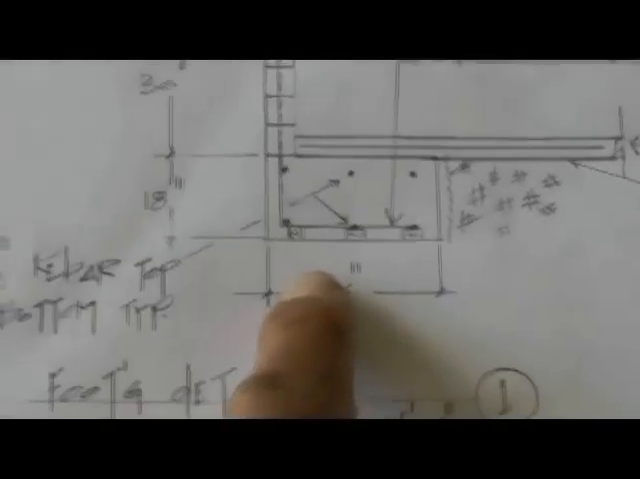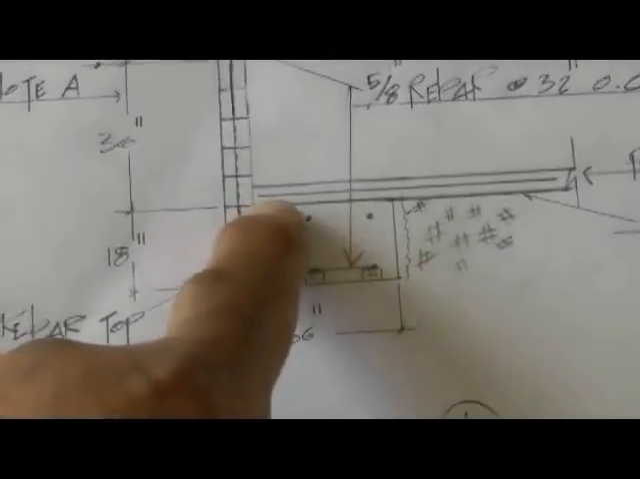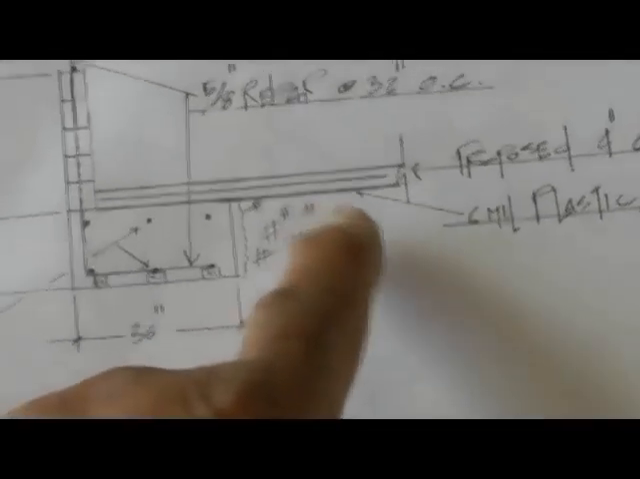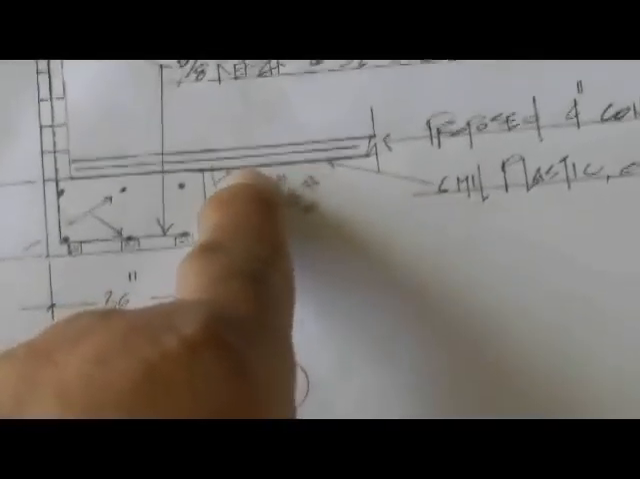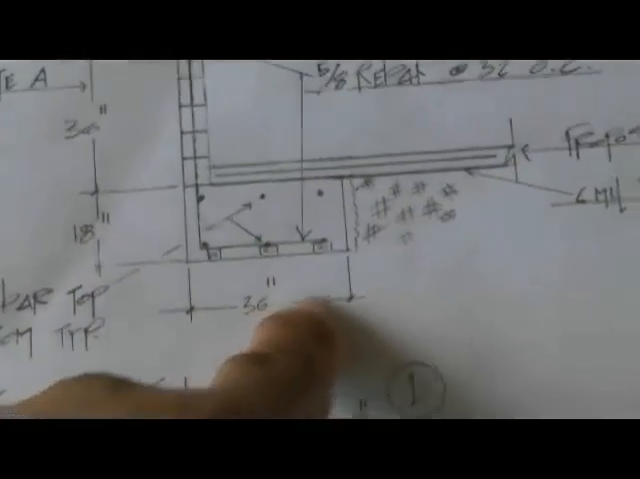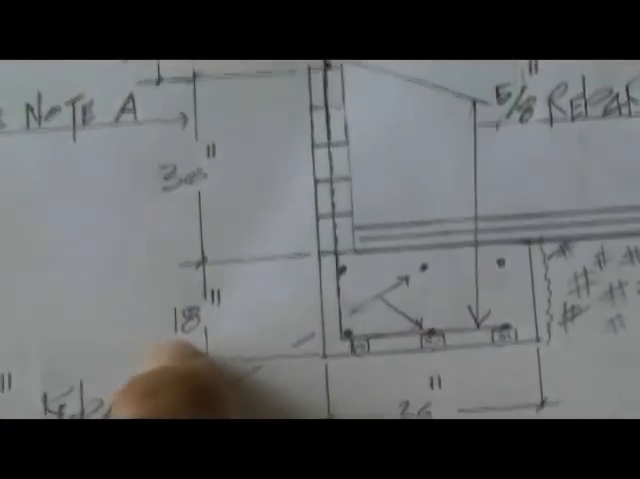So here you have a 36-inch footing. Here's the anticipated proposed 4-inch concrete slab. You have 6 mil plastic over 2 inches of sand. That's how we do it here. Hopefully there'll be enough in the budget to do that. If not, that's okay. Just go ahead and pour the mud on top of the grade. And then we have our footing here. The footing has to be 36 inches wide by 18 inches deep.